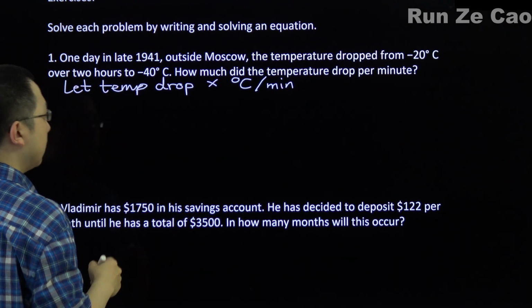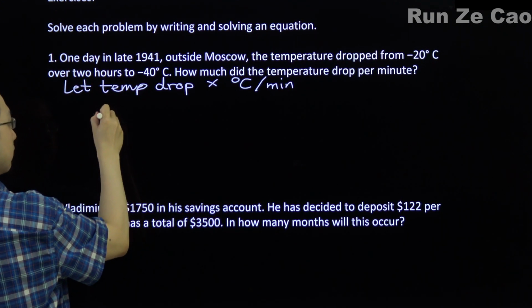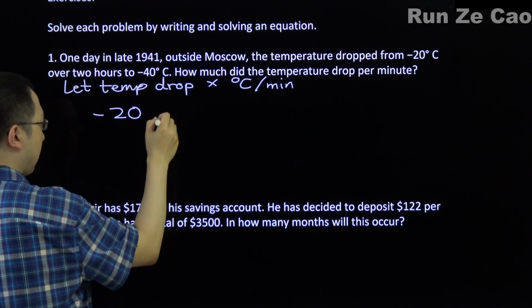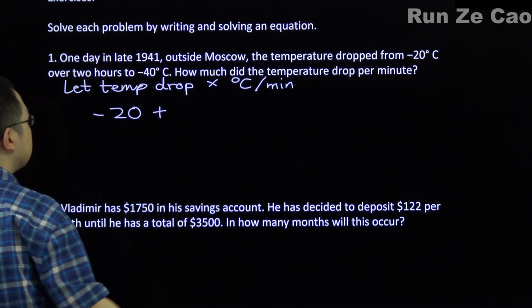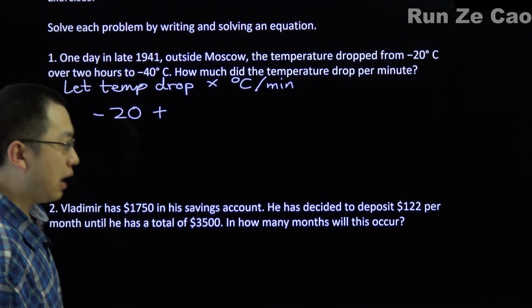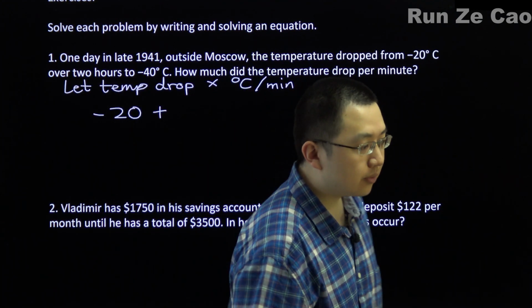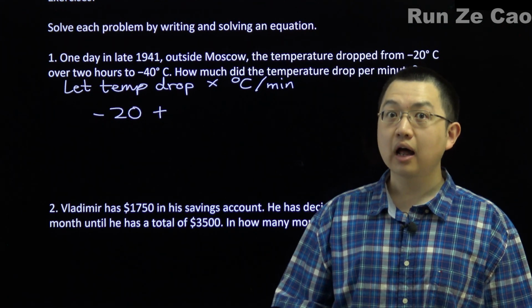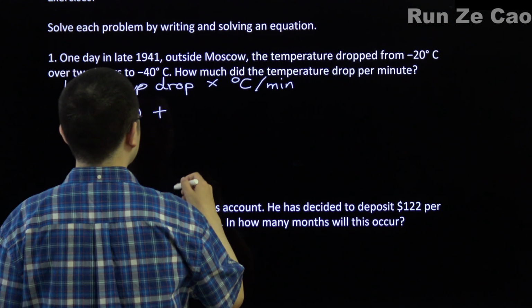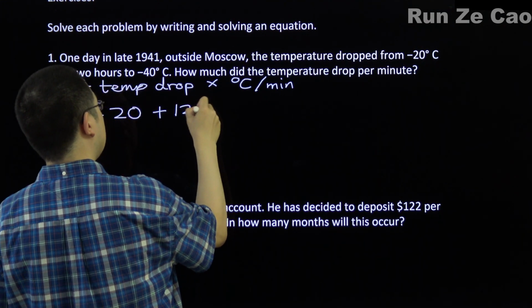Okay, we start at negative 20 and then we add how much? It's 2 hours. How much is 2 hours? 2 hours is 60 minutes per hour. That's 120 minutes. So 120x.